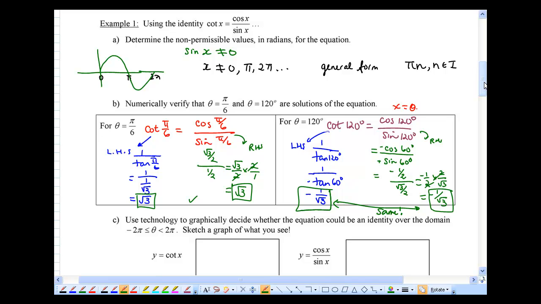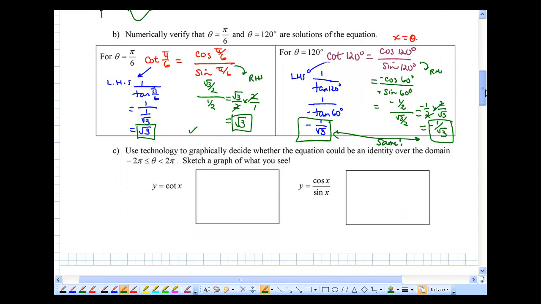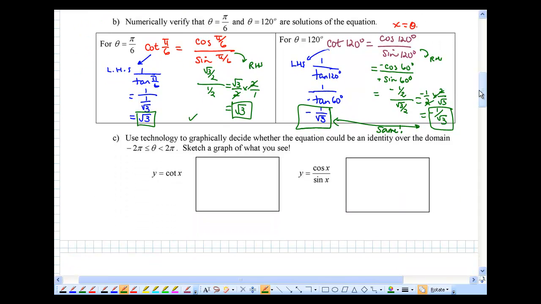Alright, the next part is to now use technology to graphically decide. So why don't you pull out your graphing calculators, and I'm going to ask you to sketch the graph of the left side, which is cotangent x, and the right side, which is y equals cosine x over sine x. And let's graph and draw the two, and let's see if they're the same thing. Okay? Pull out your graphing calculator, I'll pull out mine.